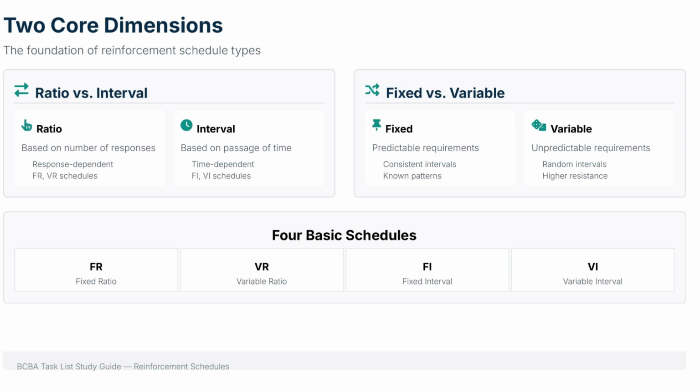All reinforcement schedules are built from 2 dimensions. The first is ratio versus interval. Ratio schedules depend on the number of responses. Interval schedules depend on the passage of time. The second dimension is fixed versus variable. Fixed schedules are predictable. Variable schedules are unpredictable and typically produce greater persistence. Combining these dimensions yields 4 basic schedules: FR, VR, FI, and VI. Let's examine each one carefully, beginning with fixed ratio.